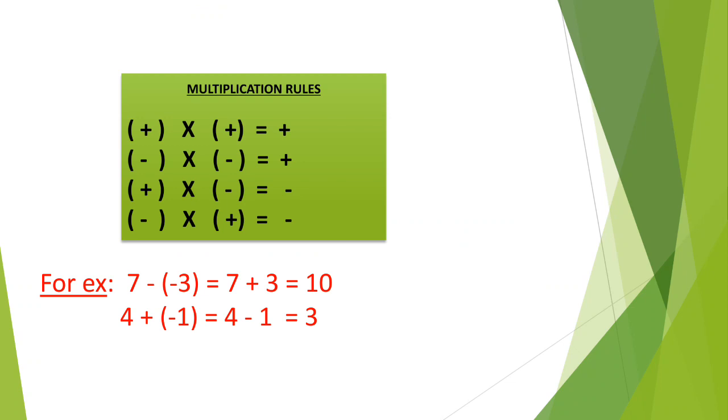Look at the next one. 4 plus of minus 1. 4 plus into minus 1. Plus into minus, different sign. It will come negative. 4 minus 1, 3. In the first example, minus into minus became plus. In the second one, plus into minus became minus. 4 minus 1 equal to 3. Now, we are going to use these multiplication rules in the upcoming sums.